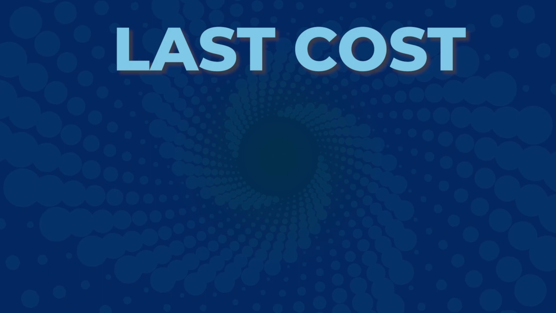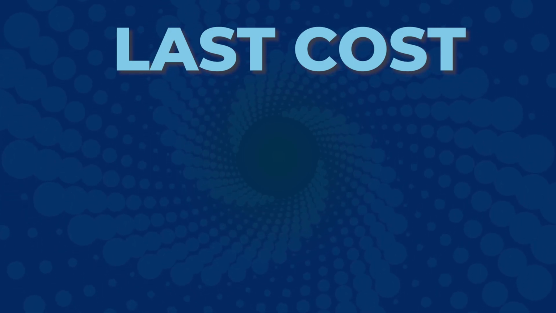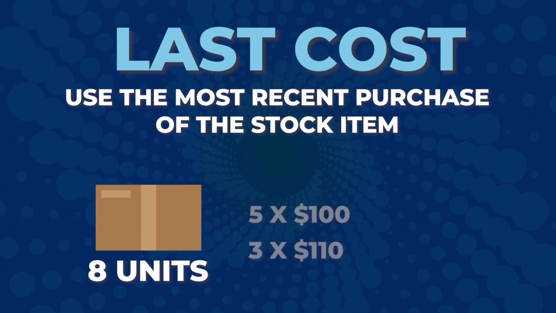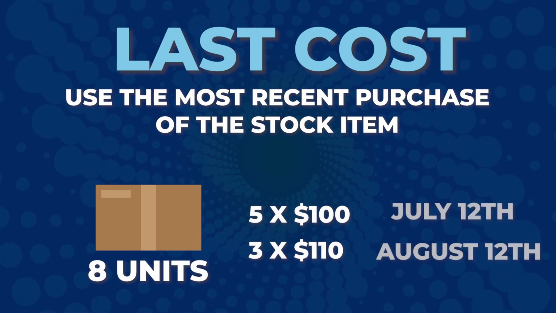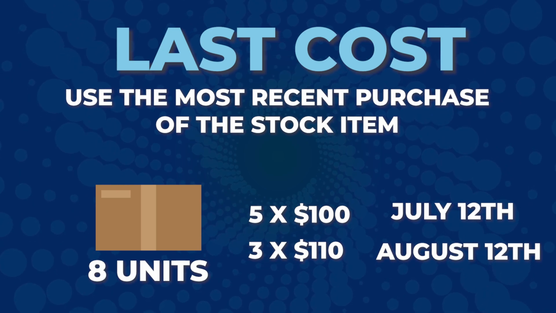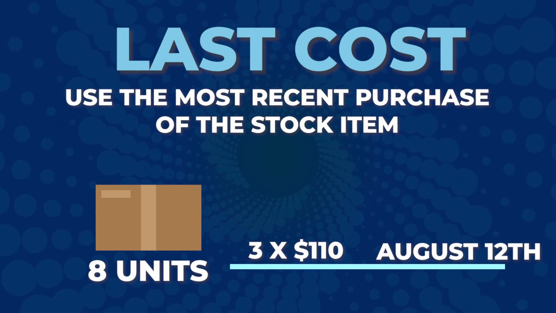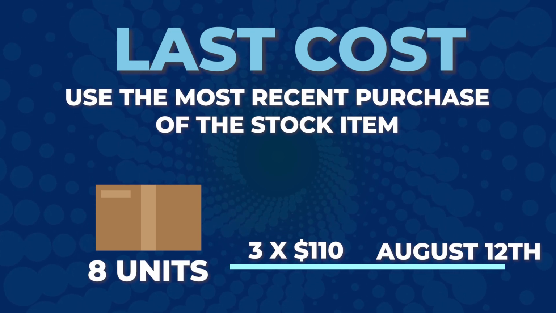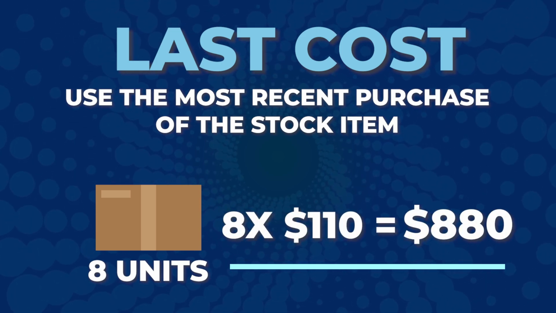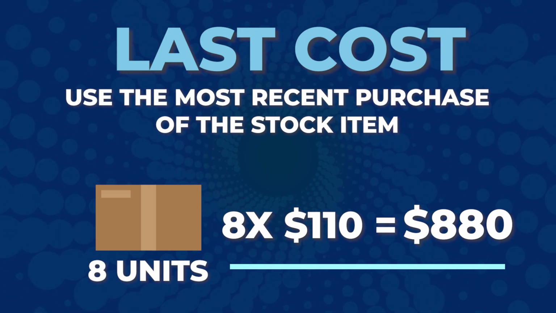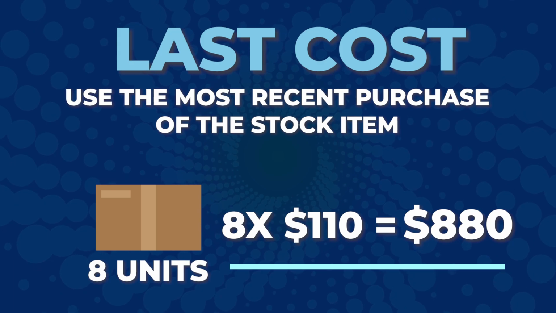If we're running a last cost methodology, that means if we bought the exact same 8 units we just spoke about, and the last supplier we purchased it from was the $110 supplier, this would mean that our 8 units would be worth 8 times 110, being the last price that we paid for it. So it would give us an $880 value on our stock.